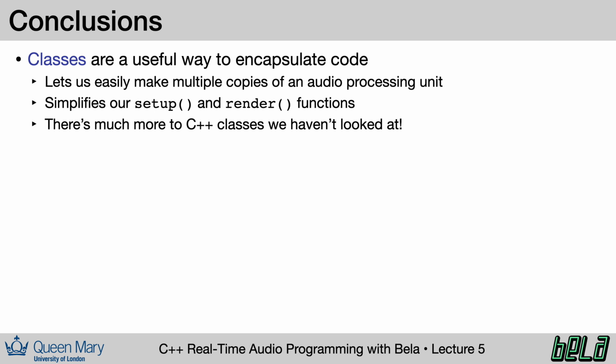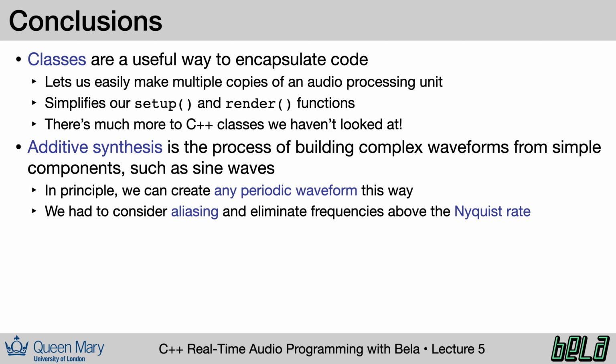Wrapping up, we saw a few things in this lecture. First of all, we saw a basic introduction to C++ classes, and this was a useful way to encapsulate code so that we didn't have to duplicate it to make multiple copies of a particular synth unit. Now, of course, there's a lot more to say about C++ classes, and you can find some tutorials on the companion materials. We also saw in this lecture that additive synthesis is a potentially useful way of building up more complex waveforms, and that if we do it right, we can also do it in a way that avoids aliasing. This can be one approach to creating a better sounding square or sawtooth wave digitally.